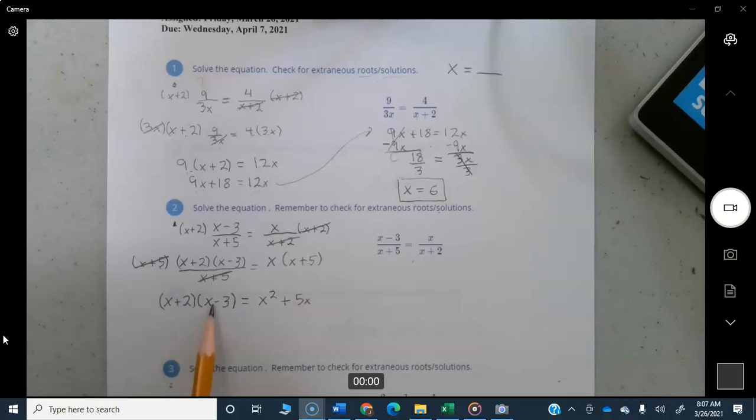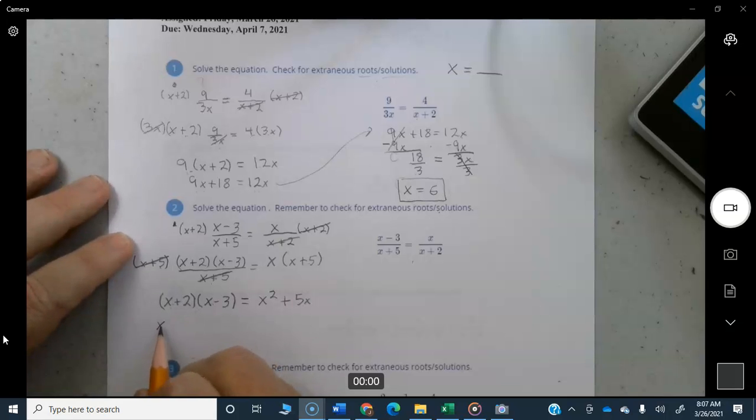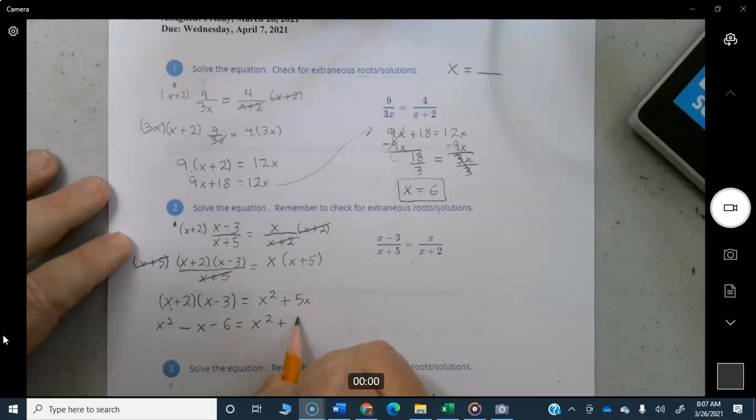So now I'm going to expand this out. I'm going to FOIL this. So x times x is x squared. X times negative 3 is negative 3x. 2 times x is positive 2x. That's going to give us negative 3 plus 2, which is negative 1x. Just write that as negative x. And then 2 times negative 3 is negative 6. And on the right, I already wrote this, so I'll go ahead and put that again.